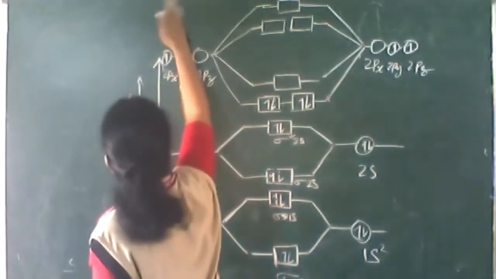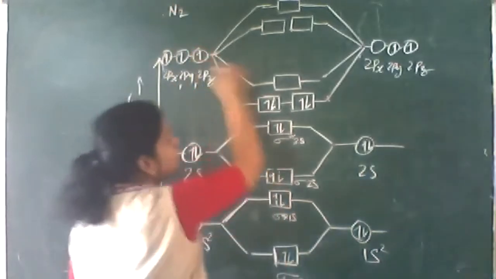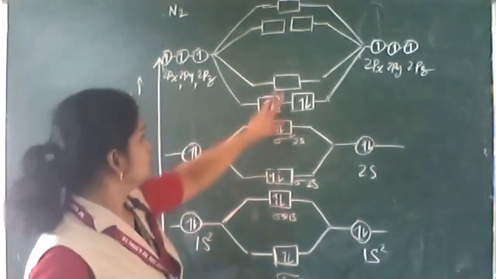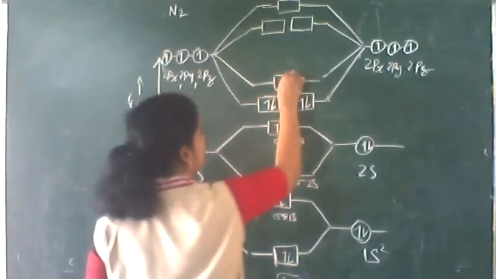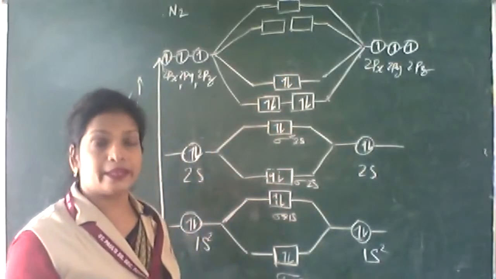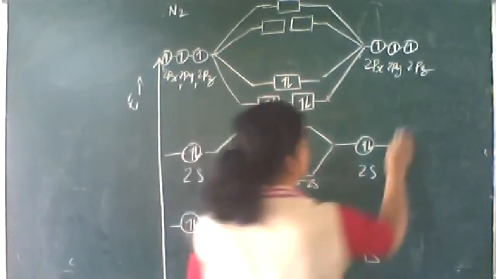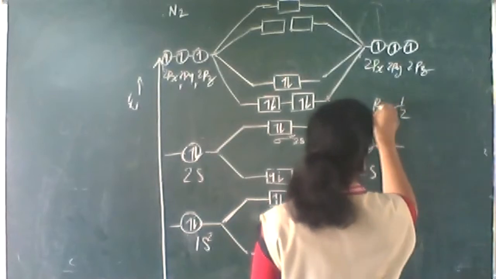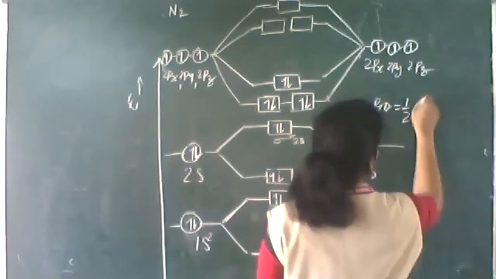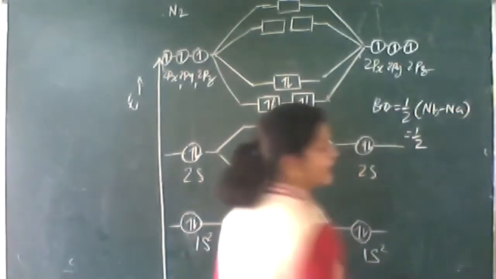Next is N2, the nitrogen molecule. So here one more, here one more. So these two electrons will be coming here. Again, this N2 is diamagnetic. Calculate the bond order here. Bond order is equal to half into Nb minus Na. That is half into Nb.